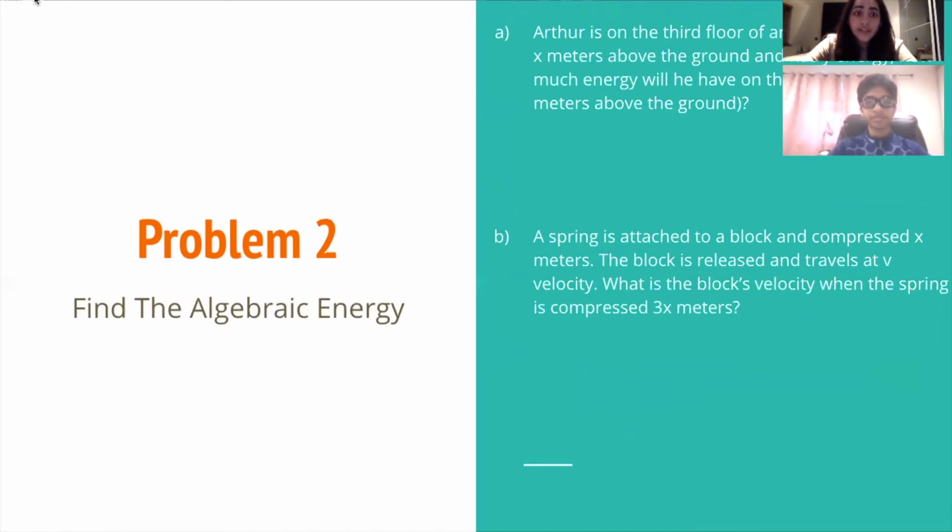Okay, so now for our next problem. And here we're going to try to find the algebraic energy, which is basically going to be using variables instead of actual values. So first up, Arthur is on the 3rd floor of an apartment. If he is X meters above the ground and has Y energy, how much energy will he have on the 9th floor? And keep in mind is that the 9th floor is 3x meters above the ground. So I'll give you again 3 seconds, pause the video and give it a shot.